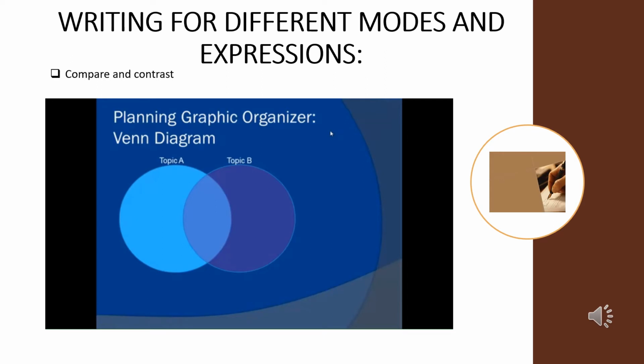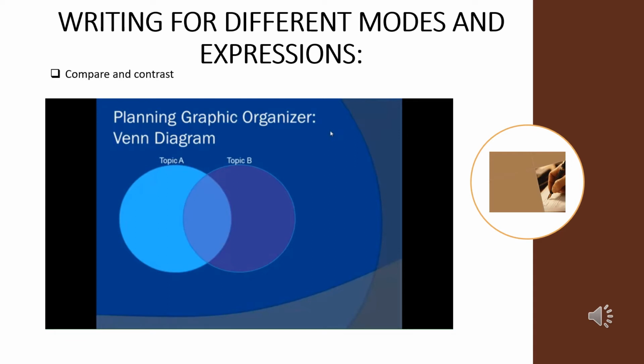Just in case you don't remember the Venn diagram, as you can see from this slide, it is the two circles that overlap. On the left-hand circle, topic A, in that blue area, you would list all of the things about topic A that are distinct to topic A, so that topic B doesn't have.